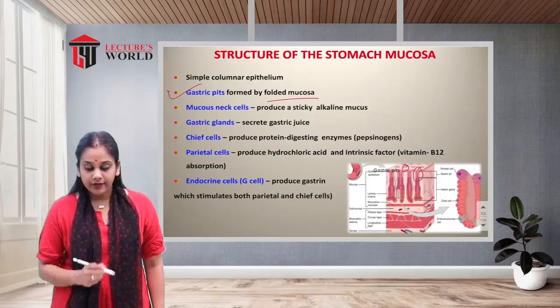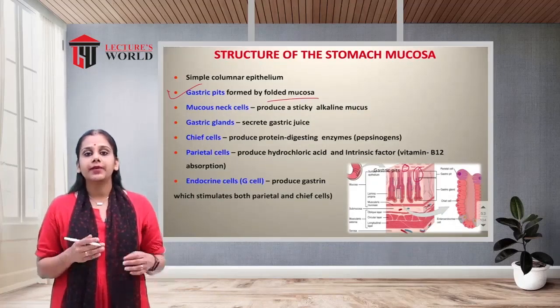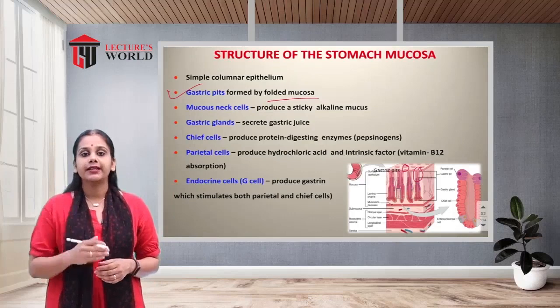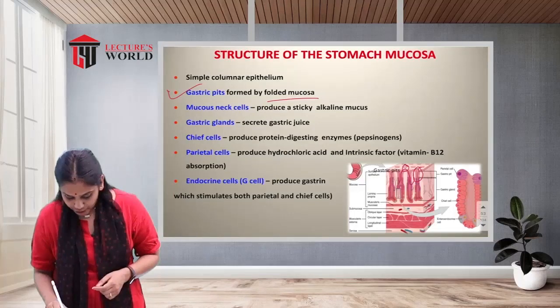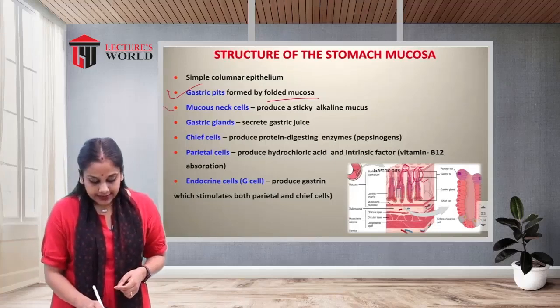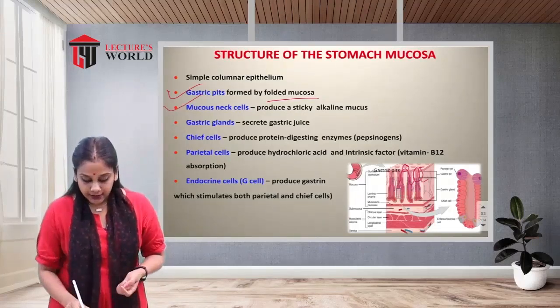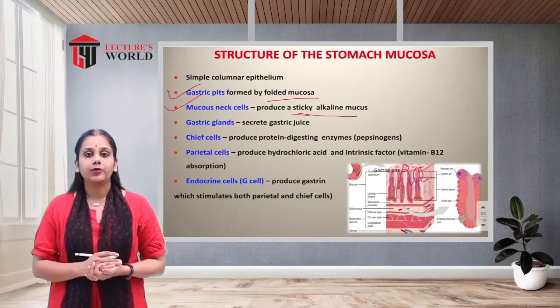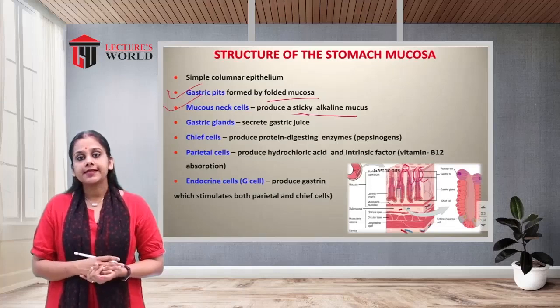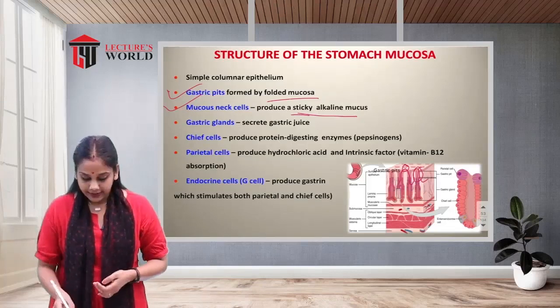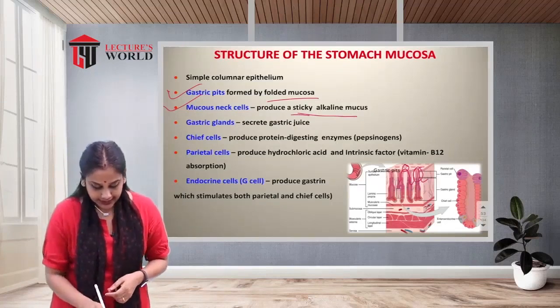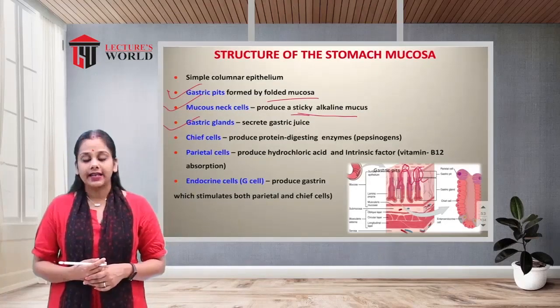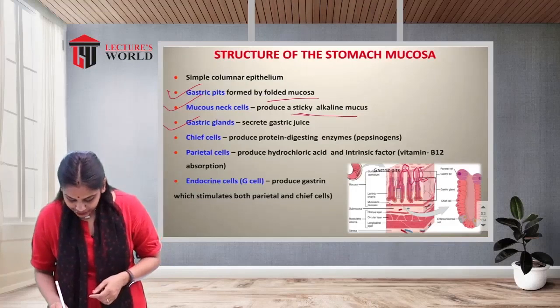So it is formed by the folded mucosa. So gastric pits are rounded in shape and formed by the folded mucosa. See, this is the folded mucosa. Okay. Then second is the mucous neck cell that produces a sticky alkaline mucus. Okay. Why is it necessary? How does it help our system? Because it gives protection. Okay. Lubrication. Then gastric glands which secrete the gastric juice. You can see this is a gastric gland.